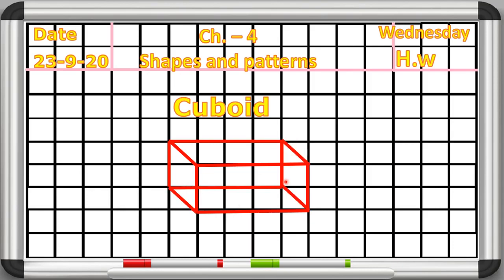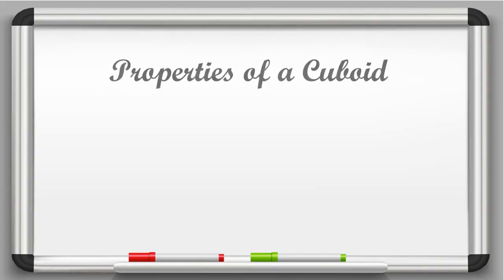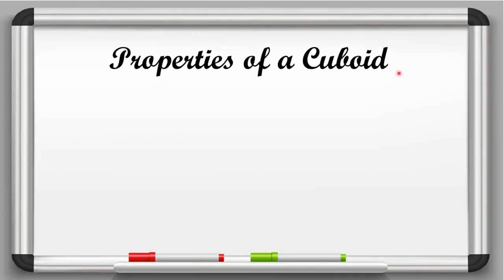Now we have to write faces. Okay, so this is the face and edges. These lines are the edges here in this cuboid, and this is the corner. So here we will write corner. Now I will tell you its properties. Properties of a cuboid. So this is a cuboid.